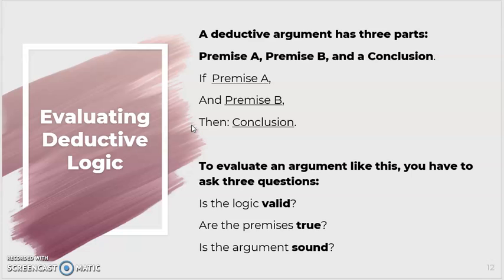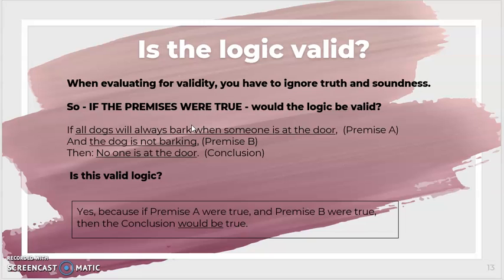And then finally, if you've determined that the logic is valid and the premises are true, then you can determine that the argument itself is sound. But if the logic is not valid or the premises are not true, then that means this is not a sound argument. So we'll talk more about each one of these components. The first one is about the logic, right? When you're evaluating for validity, you have to ignore those other two questions, okay?